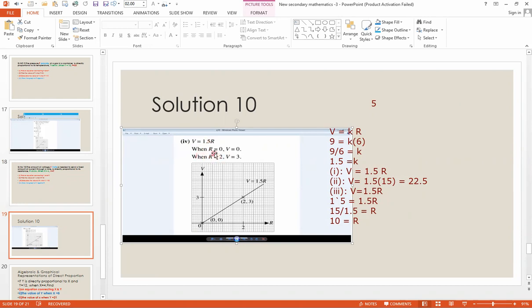First you have to take the value of R. R is equal to 0. When R is equal to 0, obviously 1.5 multiplied by 0, what will be your answer? 0. So V is also equal to 0. Now we come to take the other value of R, that is 2.